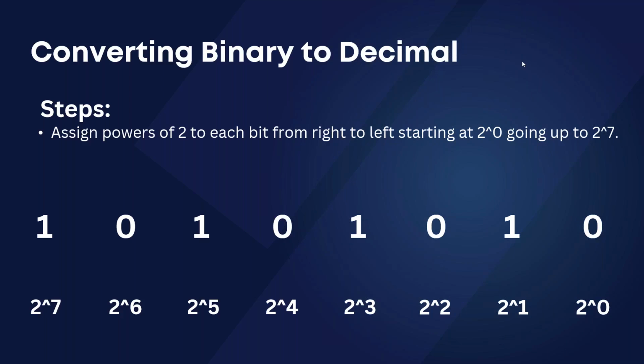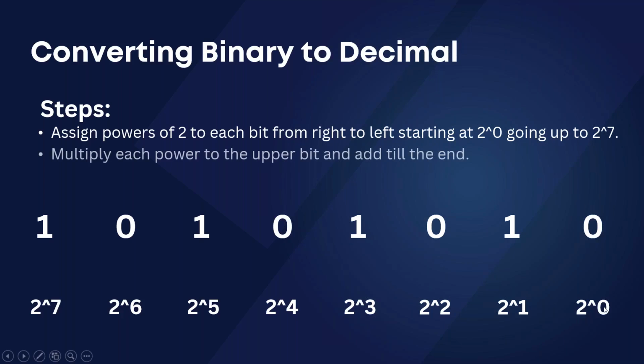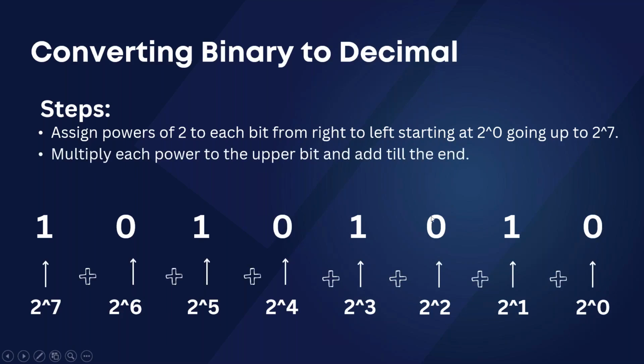Right, thank you. So once you have written down those numbers, all you have to do is multiply the lower power with the top bit and keep on adding till the last number. So 2 power 0 into 0 plus 2 power 1 into 1 plus 2 power 2 into 0 plus 2 power 3 into 1 plus 2 power 4 into 0 plus 2 power 5 into 1 plus 2 power 6 into 0 plus 2 power 7 into 1. So again, multiply the lower power with the top bit and keep on adding till the end.